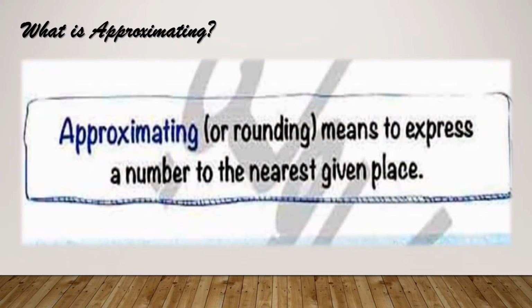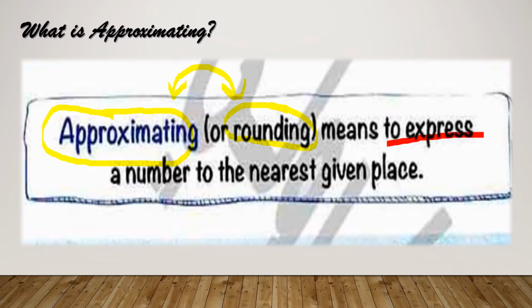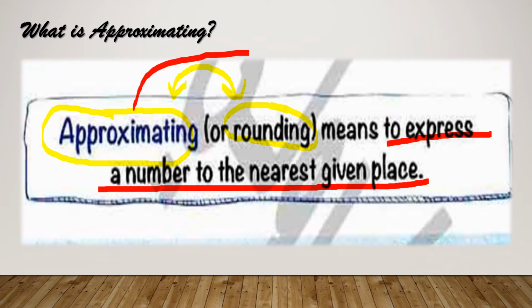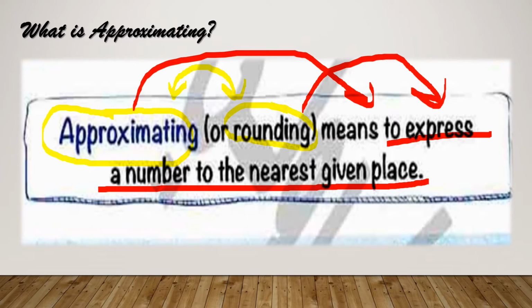So what is approximating? This lesson is talking about approximating. We need to know what approximating means. Approximating or rounding mean the same thing. Approximating is exactly the same as rounding. It means to express a number to the nearest given place. Very simple. Approximating means to express a number to the nearest given place, and rounding also means to express a number to the nearest given place.